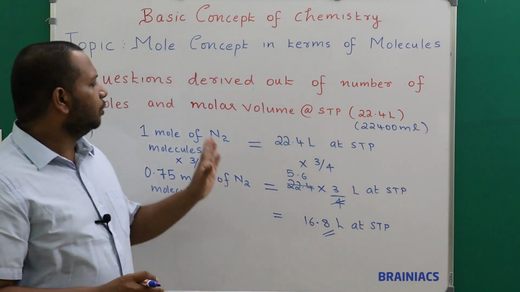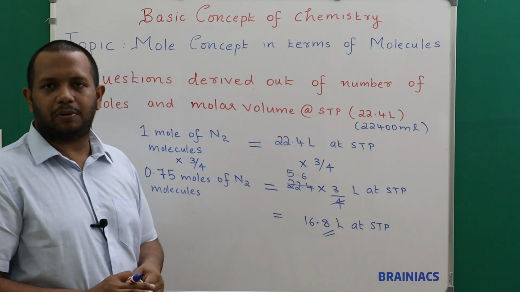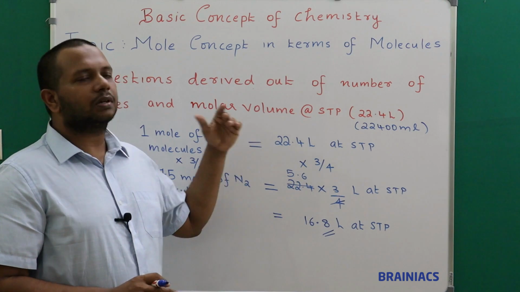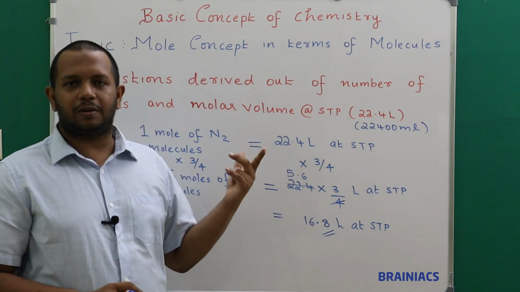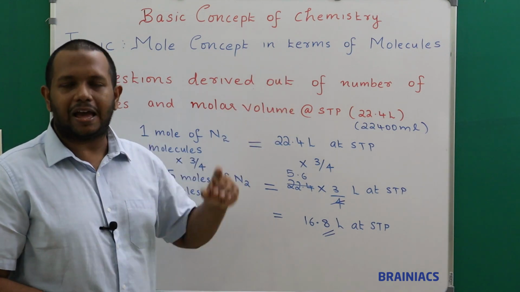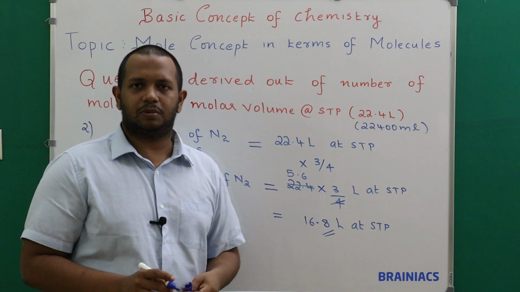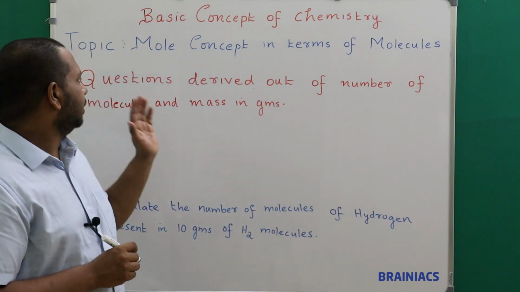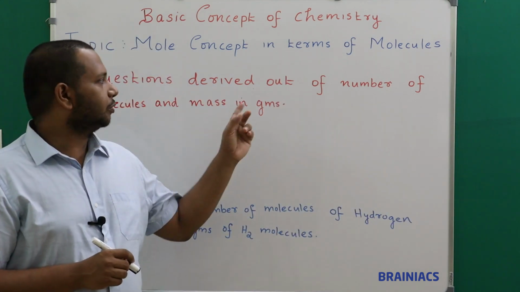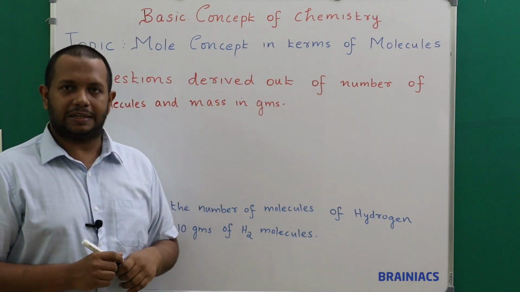Okay, so I hope you now understood the relation between these two and how the questions are derived out of this. Now we will derive the questions out of number of molecules and mass in grams. That is the next part we need to do. So the next terms to be related are number of molecules and mass in grams.